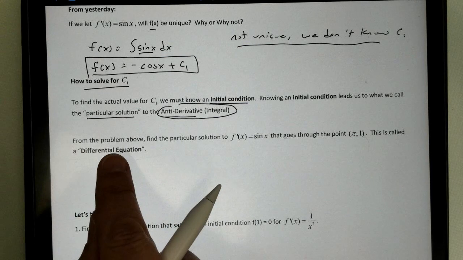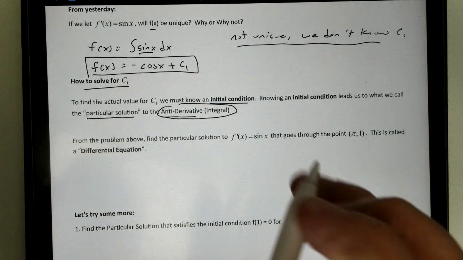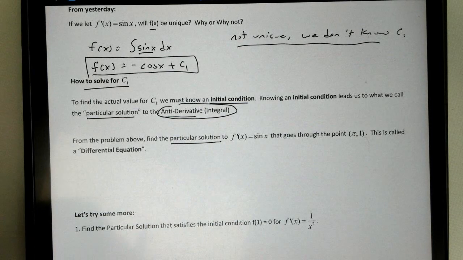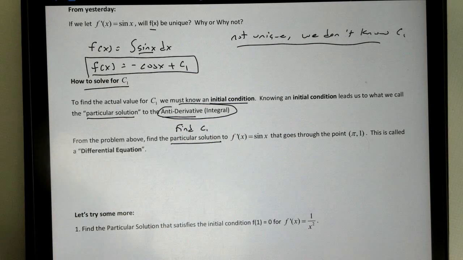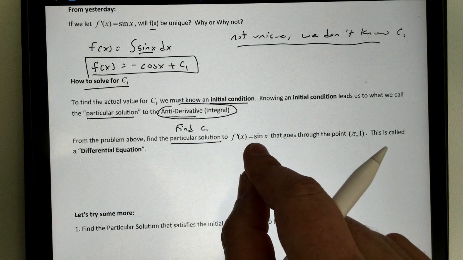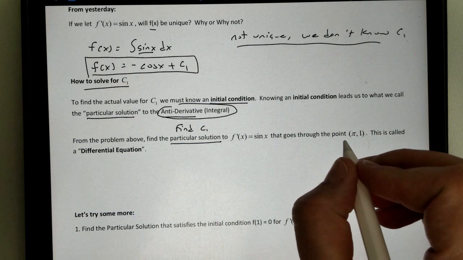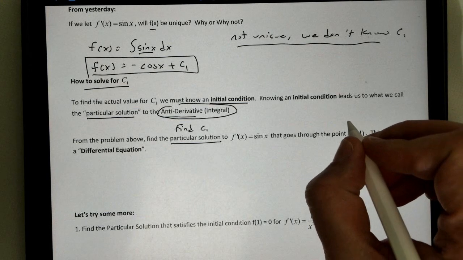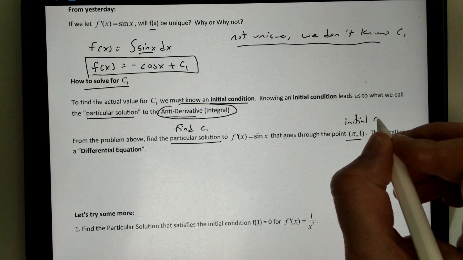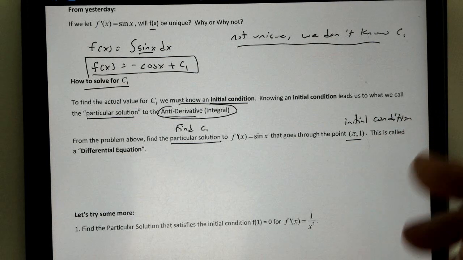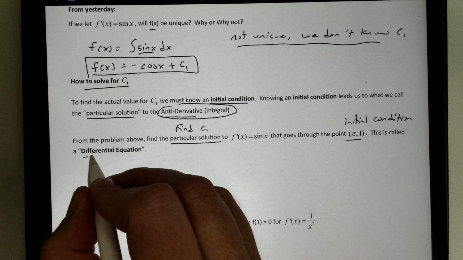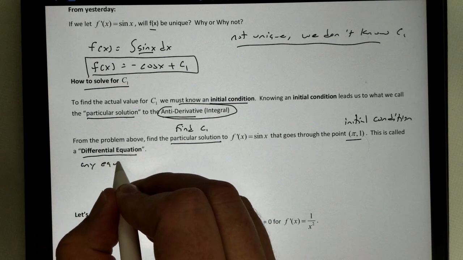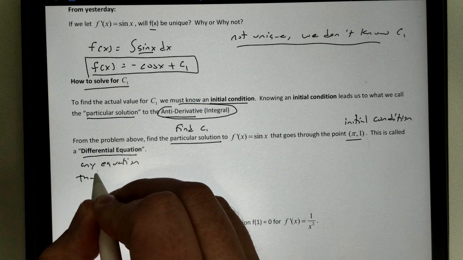So let's see. From the problem above, we want to find the particular solution. In other words, what they're asking us to do here is to find c1, that constant of integration, given the derivative is sine of x, and we know that the function goes through this point. This is what we call the initial condition. This is what we call a differential equation. A differential equation is any equation that has a derivative.